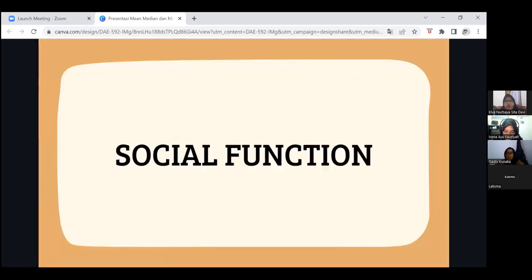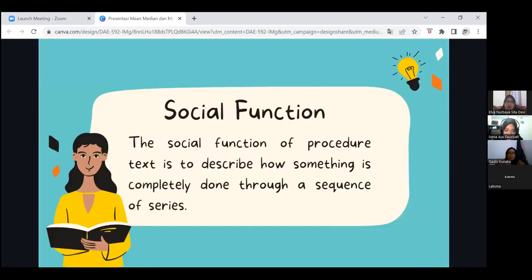Next, we're going to the social function of procedure text. Can anyone read this? Me, ma'am. Okay, thank you, Vena, for reading this section. So, the social function of procedure text is to describe how something is completely done through a sequence of steps.